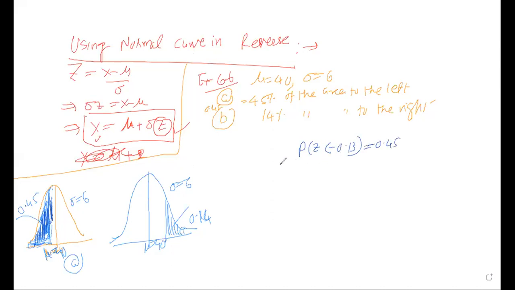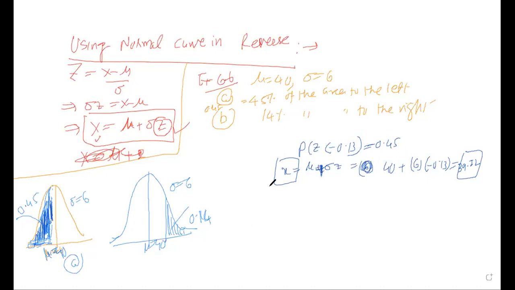That's the meaning, right? So naturally I can find my x is equal to mu plus sigma z. Mu is known to us, that is equal to 40, plus sigma is equal to 6, and z is negative 0.13. Use your calculator and you are getting 39.22. That is my x value. Exactly the same way I can find the second part.